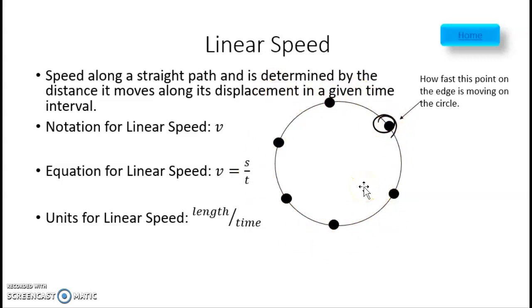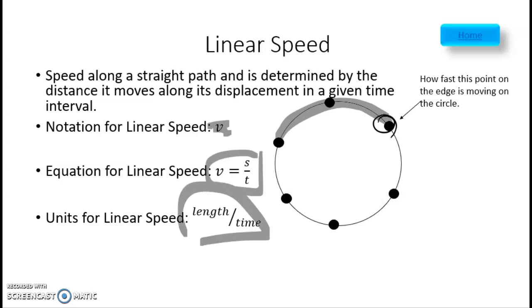Okay, so for linear speed, you have the notation v, and here's your equation. It would be s over t. Remember, s is your arc length. So we're seeing how fast this point got from here to here, or within that arc over that time. So linear speed is always going to be length over time, like it is right here.